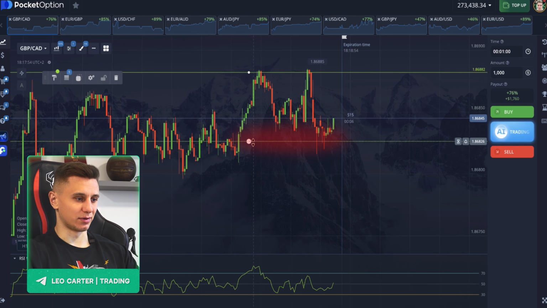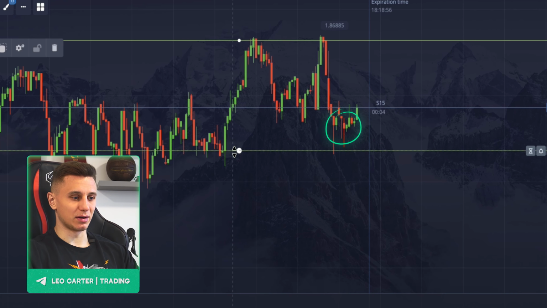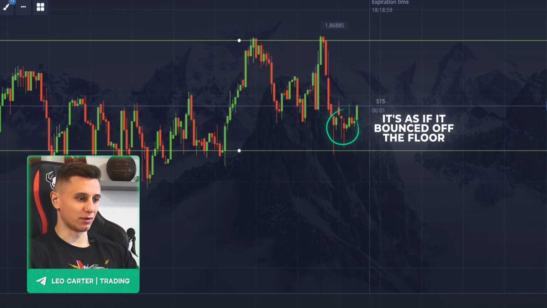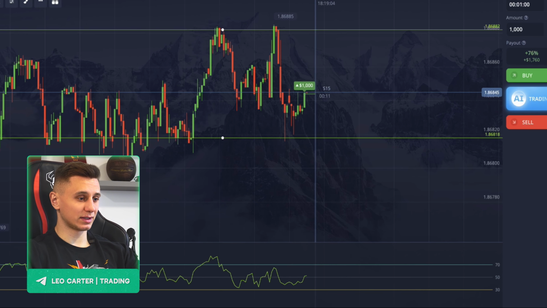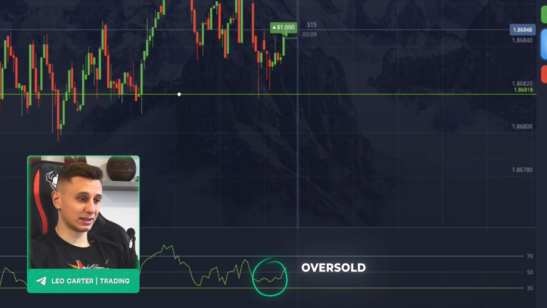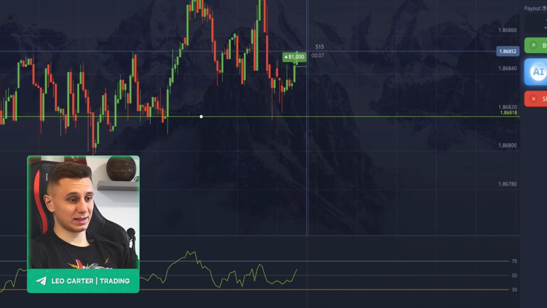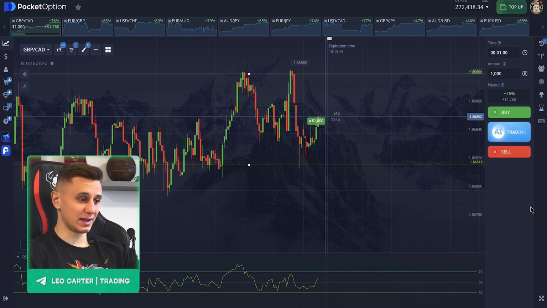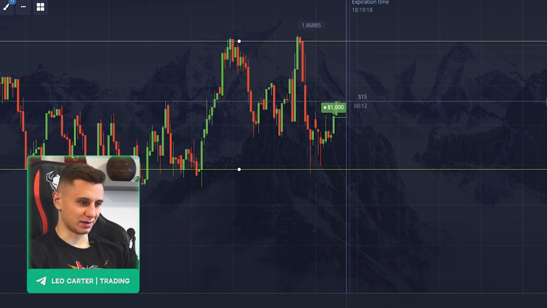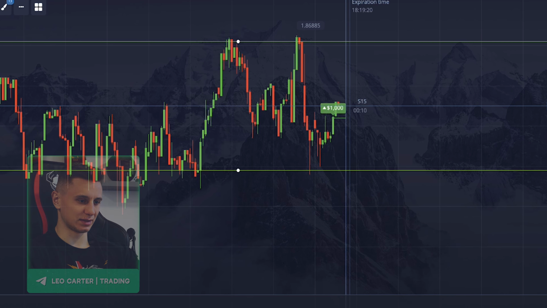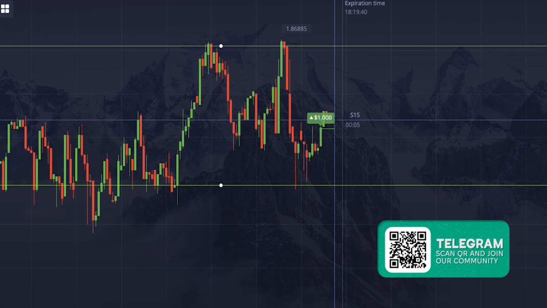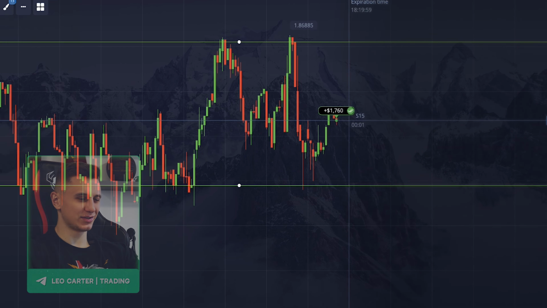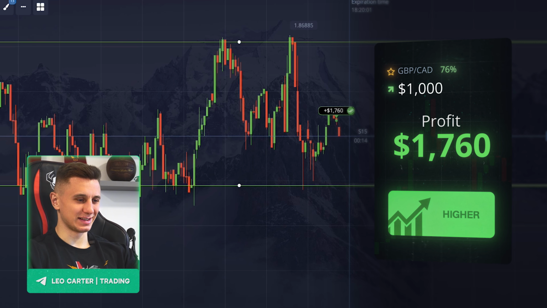Now focus on support. The price touched the level from below. It's as if it bounced off the floor. I'm opening a long trade, expecting growth. I also check the RSI. It's around 30. This is the oversold zone. That is, the market is oversold. The price has fallen too much and should now recover. It's the perfect buy point. I enter and the target is clear. An upward move toward resistance. The trade closes in profit. I lock it in. Excellent.